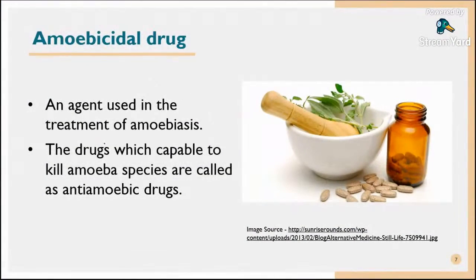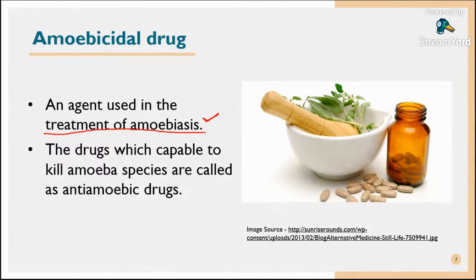So the agents which are used in the treatment of amoebiasis, because of their capacity to kill the amoeba. That's why these agents are useful in the treatment of amoebiasis. Amoebiasis means what? The infection due to amoeba, and the biological name of amoeba is Entamoeba histolytica.